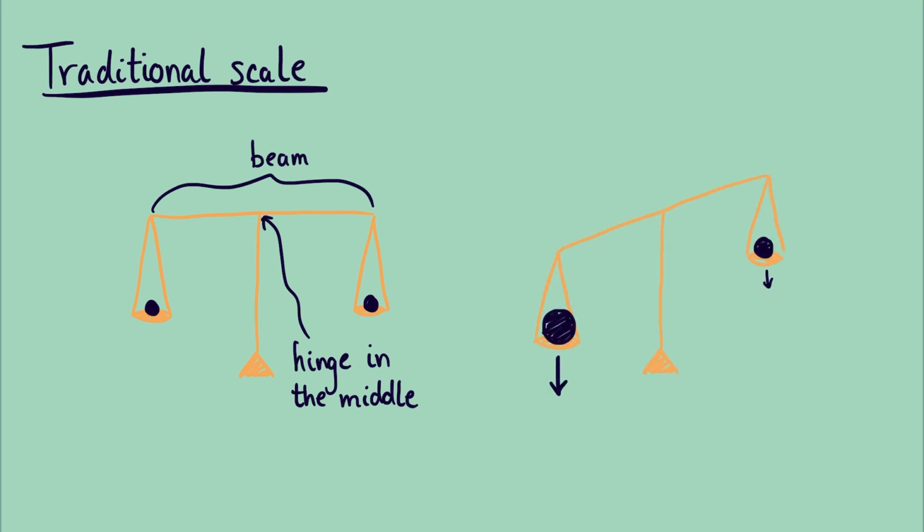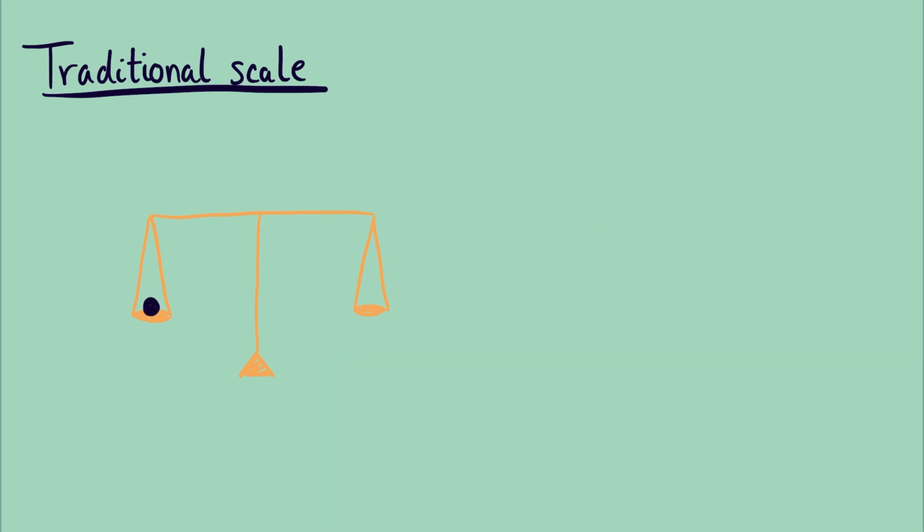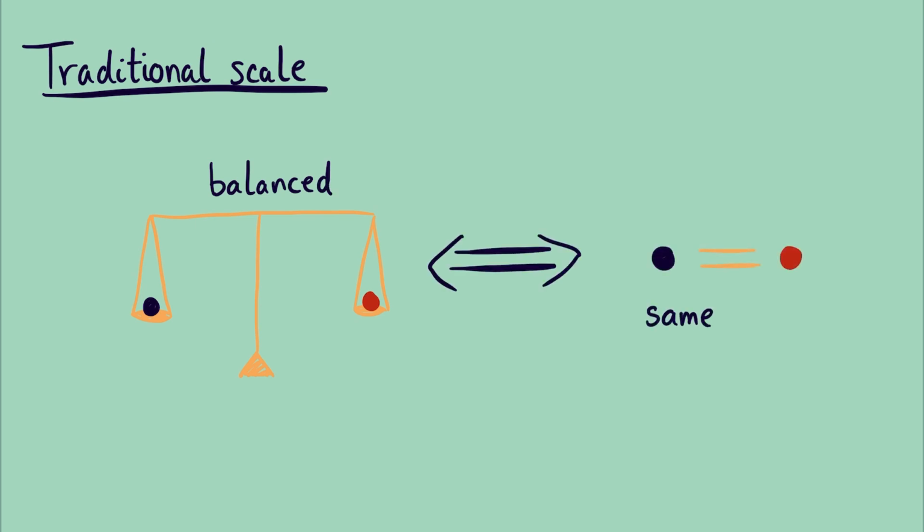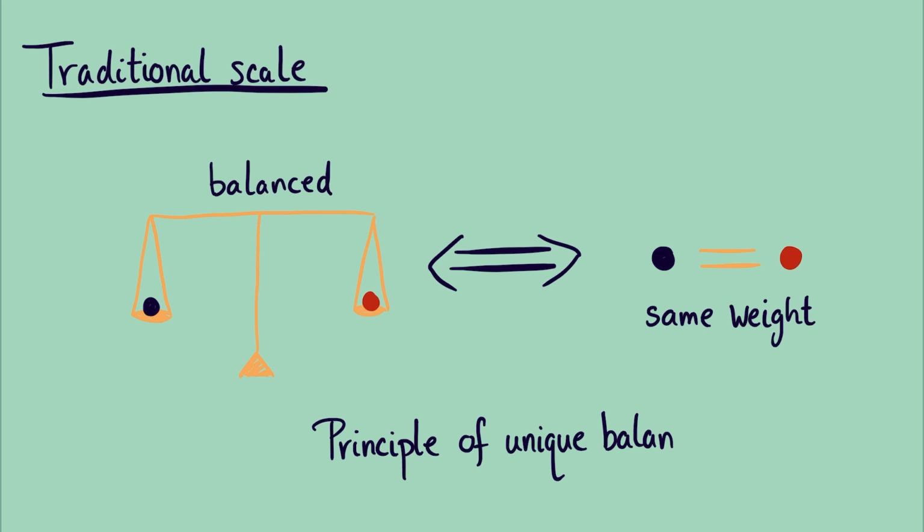The usefulness of such a scale comes from the following equivalence. The beam is horizontal if and only if the weights are the same. In particular, if the scale is in balance, we know for sure the objects have equal weight. For this video, we might call this equivalence by the unnecessarily fancy name, the principle of unique balance.